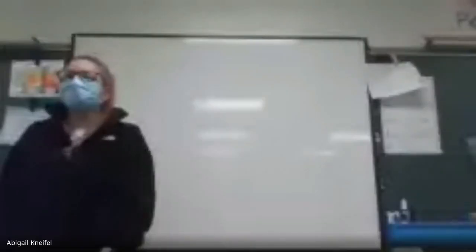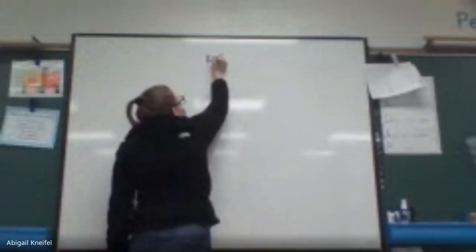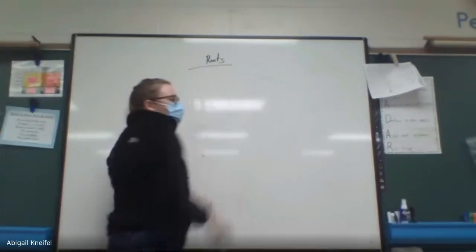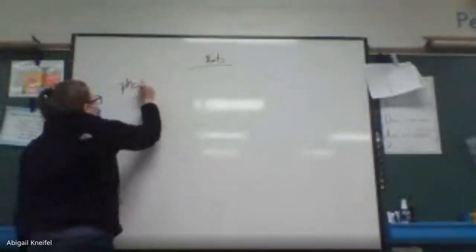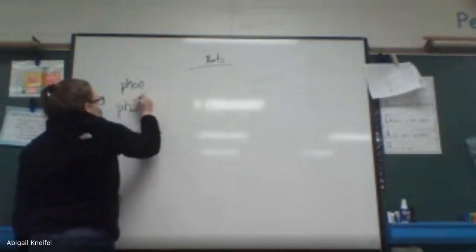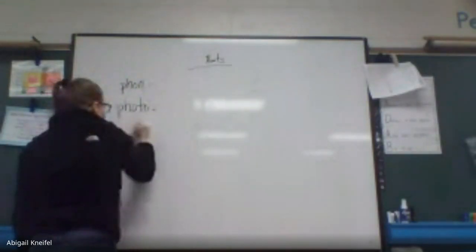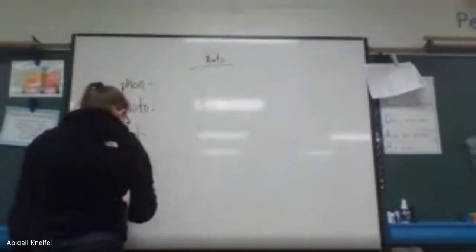All right. The first thing we're going to do is review our roots. Mrs. Sittig's class did super good at this. Mrs. Jones's class was meh. So we will see how our class does. Our roots that we have already learned are phone, photo, aud, vis, auto, and bio.